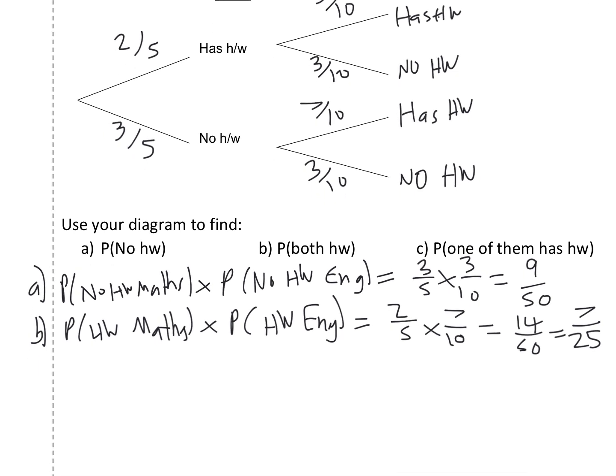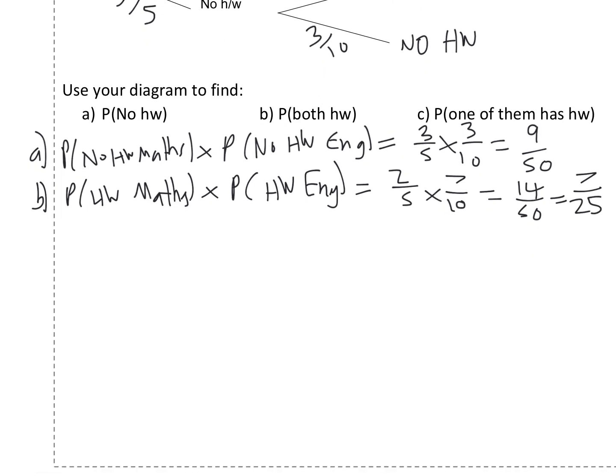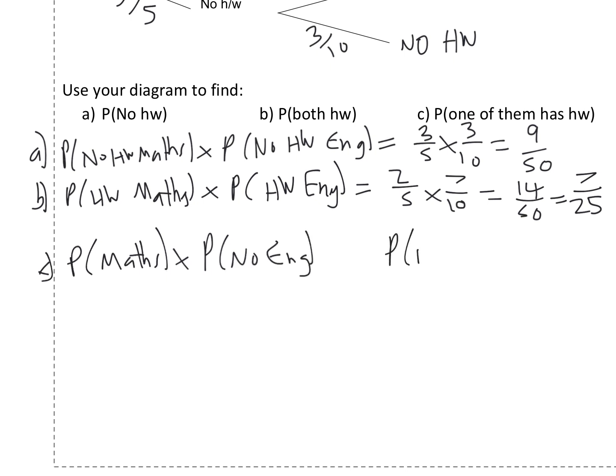Your last question is the probability one of them has homework. So you could have your maths homework done, but not your English. Or you could have your English homework done, but not your maths. So there's sort of 2 ways to look at this. It's a probability that you've got the maths, but you've got no English. The other option is that you've got no maths, but you've got the English.